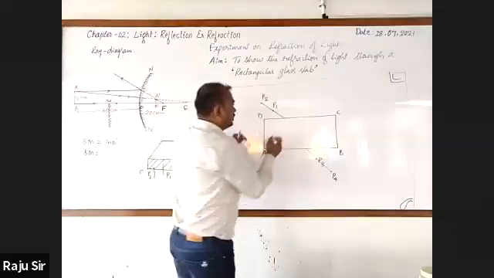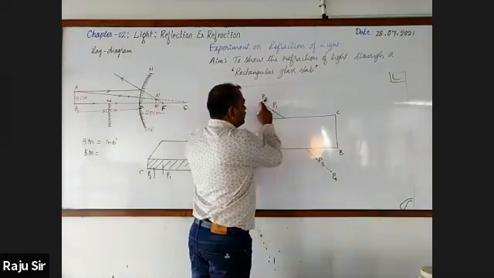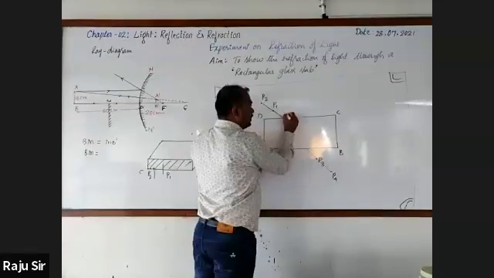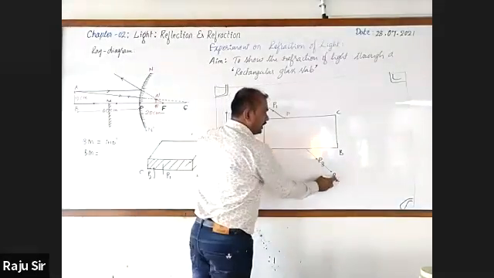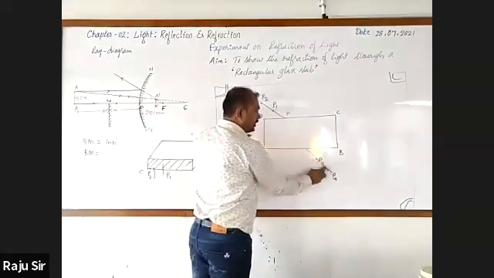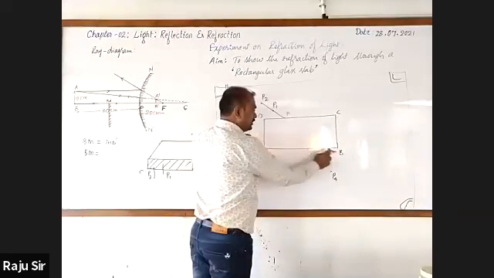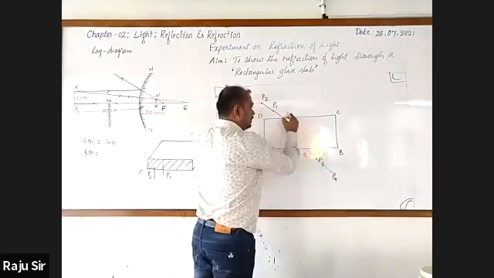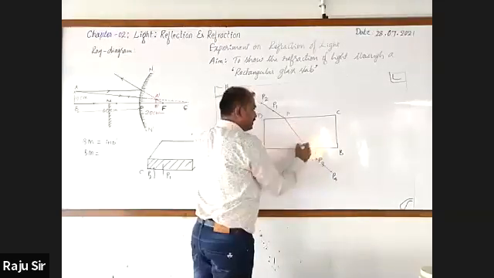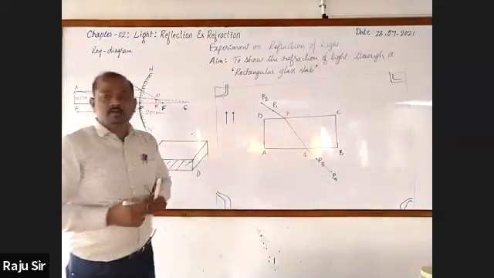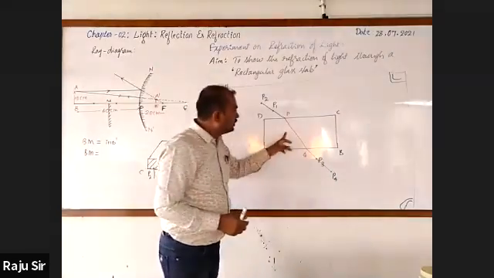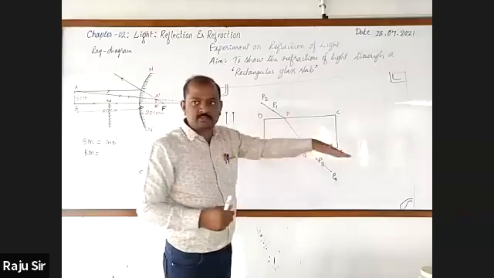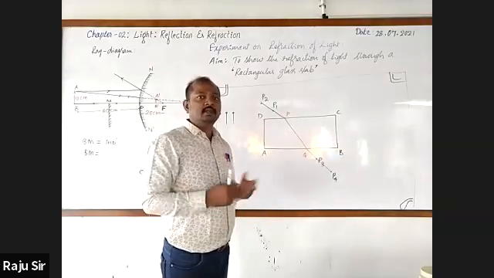Next, look here. This line will intersect CD at a point. I call it P. And when this line is extended, it intersects AB at point Q. Let me join P and Q. How does this PQ appear? Will it appear in a straight line or is it bent? Bent, sir.